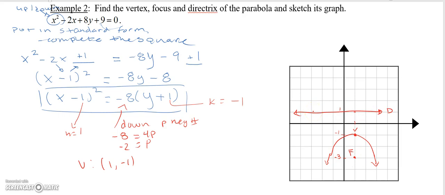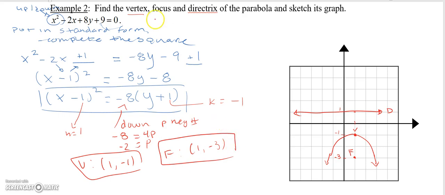Okay, so we were asked to find the vertex, which we did. We need to find the focus. Well, I found it. It's right here. The coordinates are at 1, -3. So the focus is at 1, -3. We found the focus. We need to find the directrix. The directrix is this line here that goes through the y-axis at 1. So the directrix is the line y equals 1.